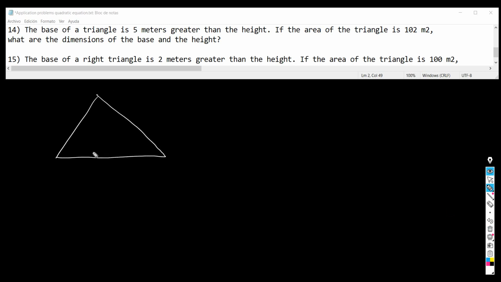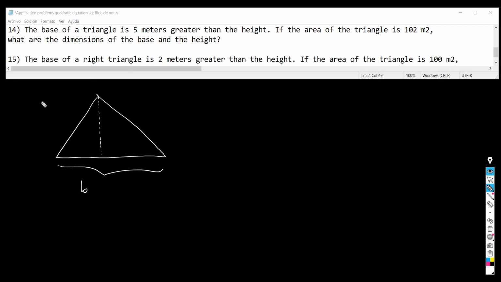Okay, so from our perspective, this is the base, and the height would be the distance from this vertex to the base perpendicularly. Okay, this segment and this segment are perpendicular in order for this to be the height. So what do we know? We know that this, which is the base, is 5 meters greater than the height.